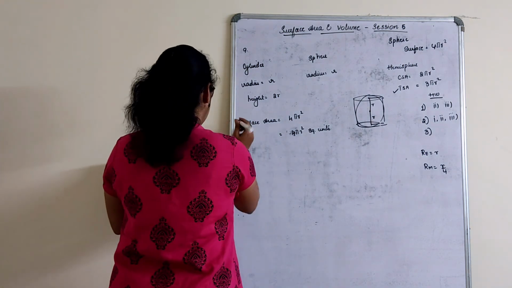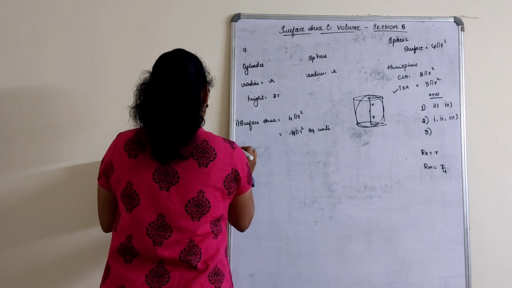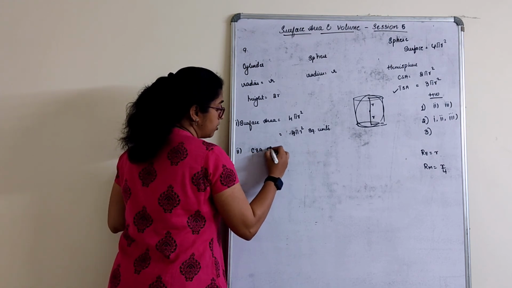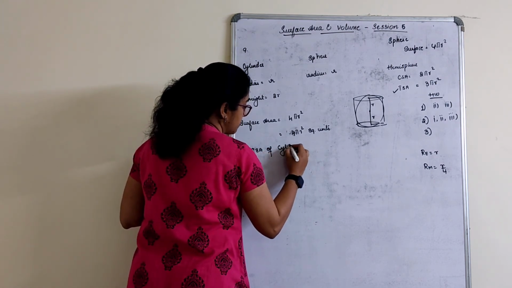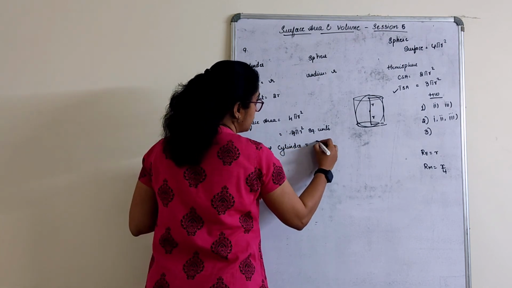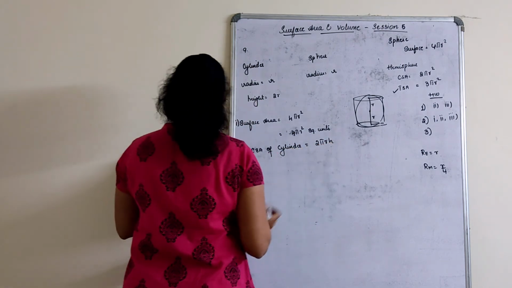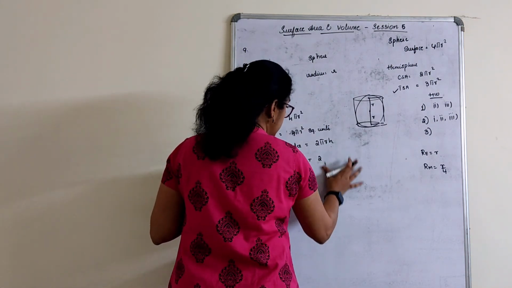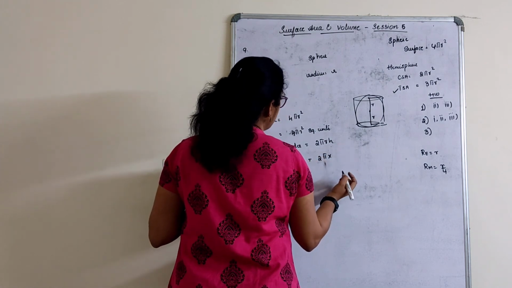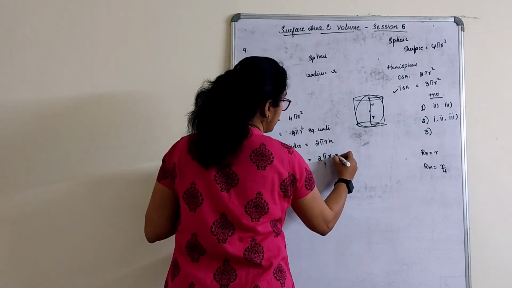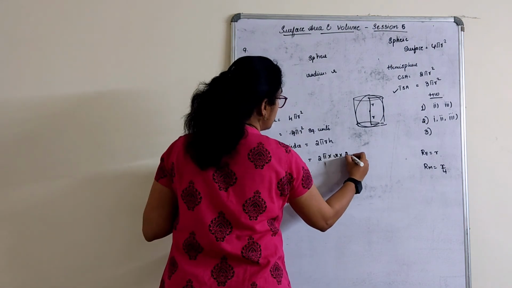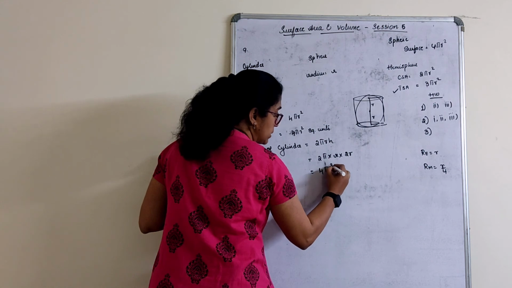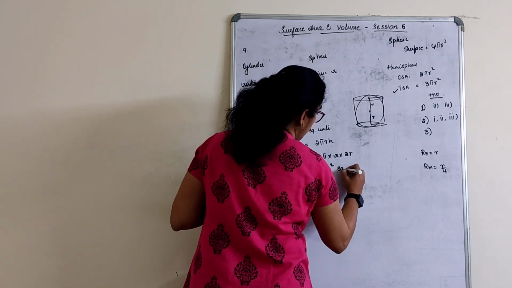Next, what they have asked in the second part, this is first part. Second part they have asked is CSA of a cylinder. CSA of cylinder is equal to 2 pi rh. This is the formula to find CSA. 2 pi as it is, r is what? Radius is r only. What is h? H is 2r. Multiply 2 2s are 4 pi r square. This also we got the same answer. Square units.